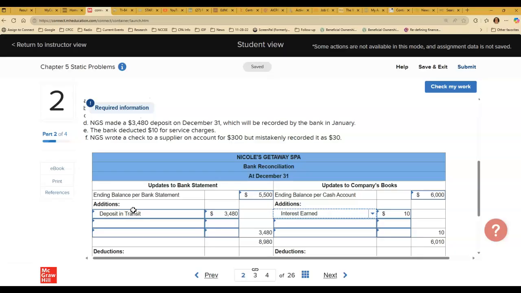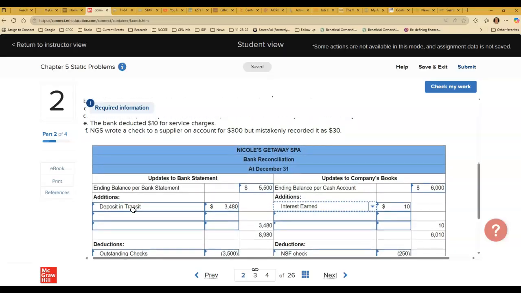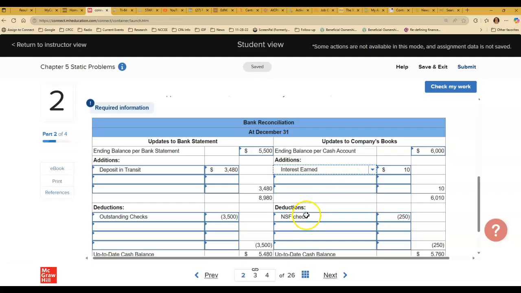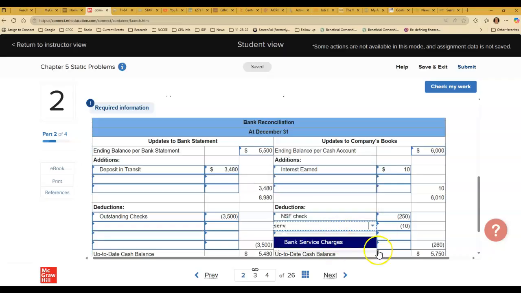All right, let's take a look at the next one. The bank deducted $10 for service charges. So who knows about it? The bank. So we're going to adjust the book, add or subtract. Good. It's a deduction for service charges. Okay.